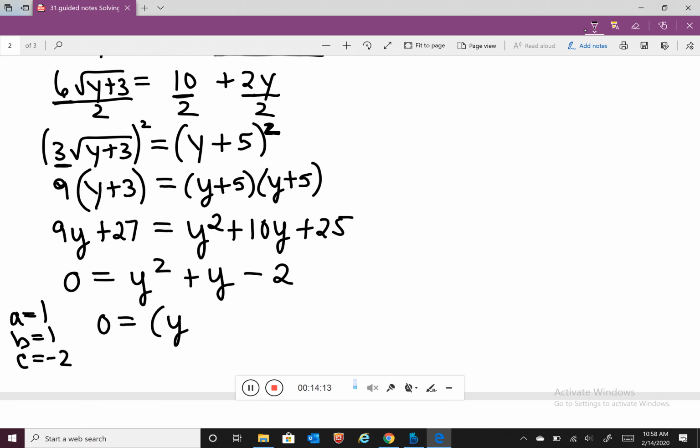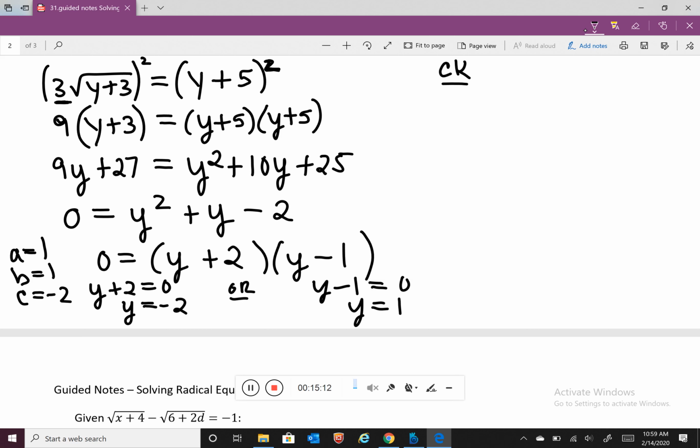So y squared is y times y. And factors of 2 are only 1 and 2. And because this is a plus y in the center, we want the one with the larger absolute value to be the positive. So this is plus 2, but minus 1. And if we are to redistribute, that does indeed give us the plus y for the center. Using the zero product property, y plus 2 equals 0 when y equals negative 2, or y minus 1 equals 0 when y equals 1. And I'm going to leave it to you to check both and see if one or both of them are true solutions.